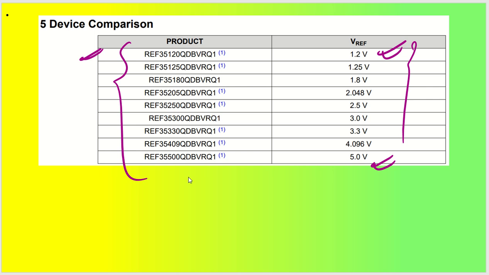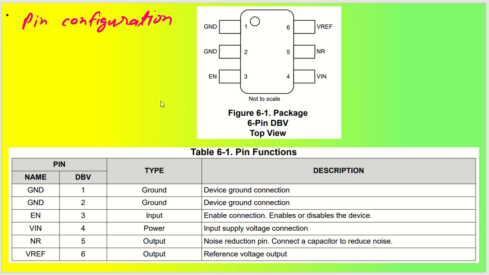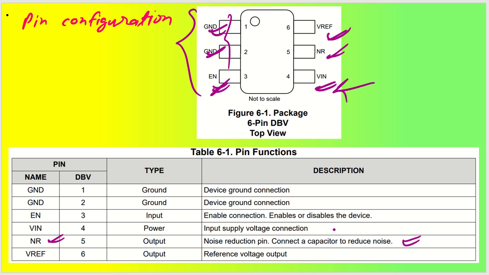For that we have to understand the pin configurations and pin functionalities. If you talk about the pin configuration, you have 6 pins: 2 ground pins, 1 enable pin, and the voltage reference output. This is your NR pin, which is pin number 5, the noise reduction pin. You can connect one capacitor to reduce the noise. And this is your input supply, V input, and this is your reference, which is V output.